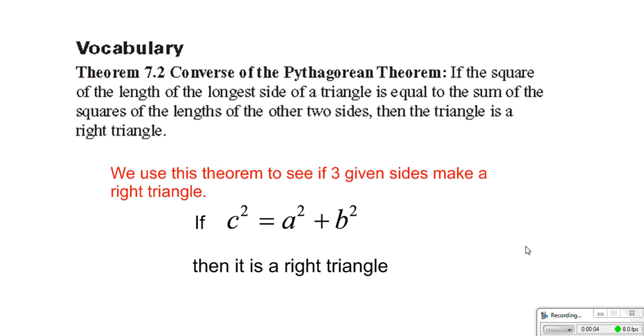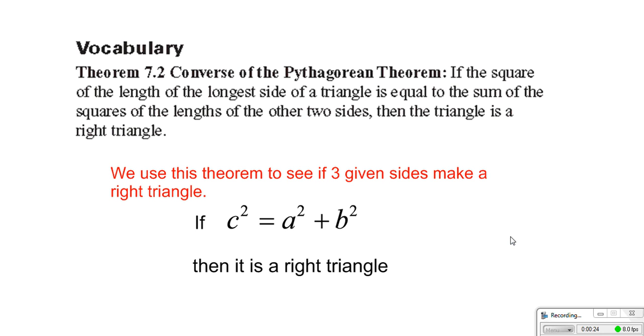Theorem 7.2, Converse of Pythagorean Theorem. If the square of the length of the longest side of a triangle is equal to the sum of the squares of the lengths of the other two sides, then the triangle is a right triangle. We use this theorem to see if three sides make a right triangle.